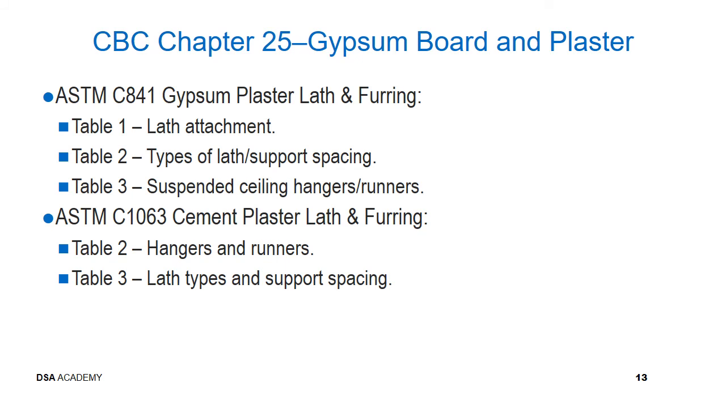In ASTM C841 for gypsum plaster lath and furring, Table 1 specifies lath attachment. Table 2 specifies types of lath and support spacing. Table 3 specifies suspended ceiling hanger and runners. In ASTM C1063 for installation of cement plaster lath and furring, Table 2 specifies hangers and runners. Table 3 specifies lath types and support spacing.